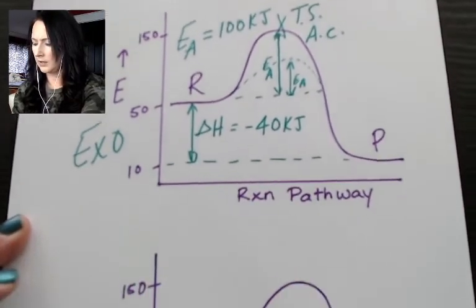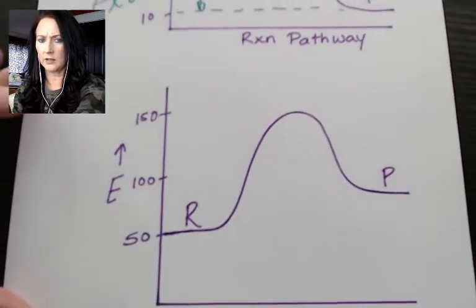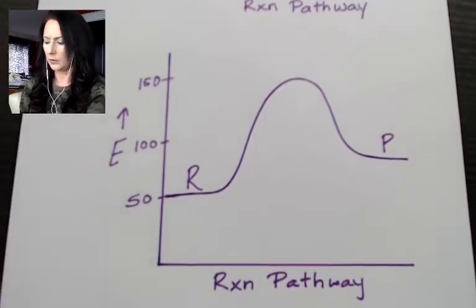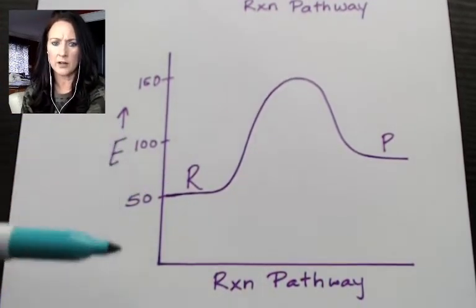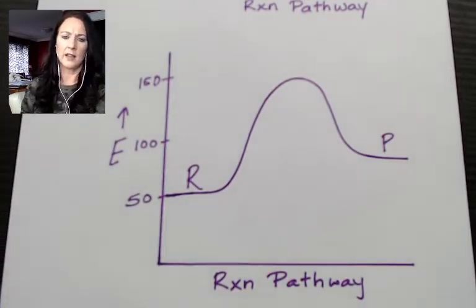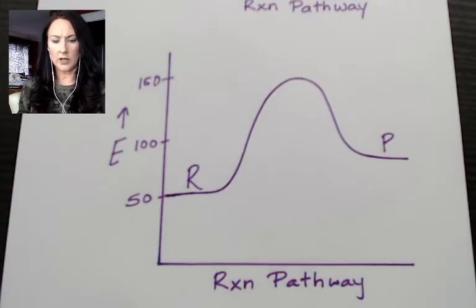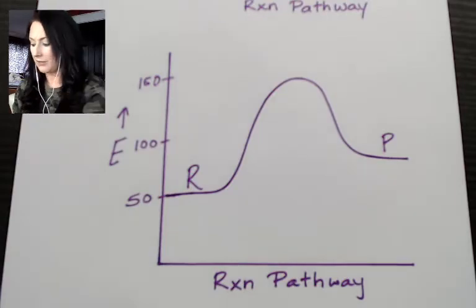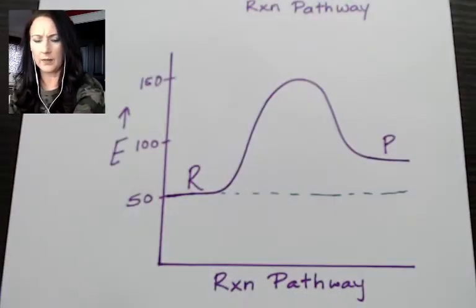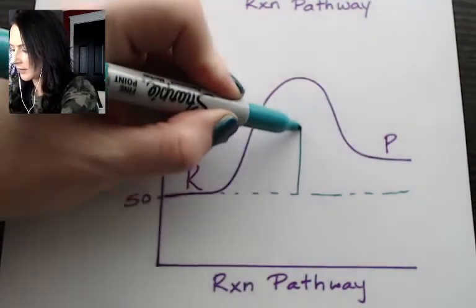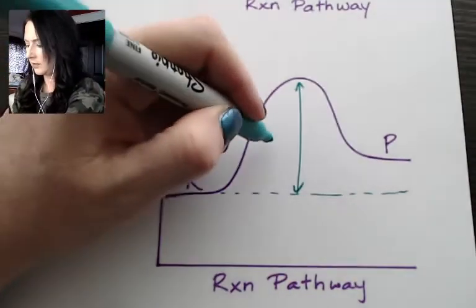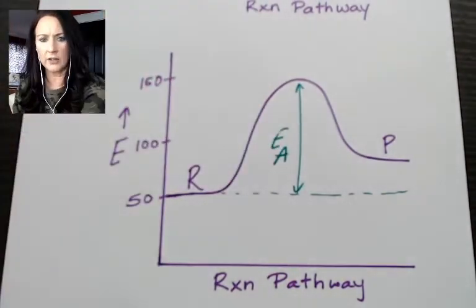Let's go ahead and I'll just slide this down here to the next example. So again, I've got my reactants, products, I've got energy on the y-axis, pathway on the x-axis, and I'm going to show the location of my activation energy. So just kind of drawing a line across here like this. So from where my reactants begin to the top of the hill is your activation energy.